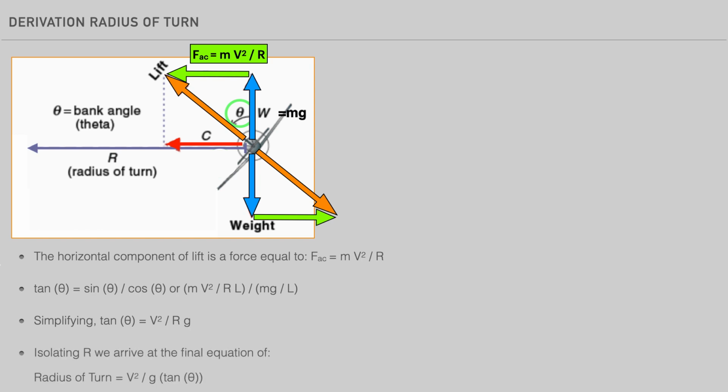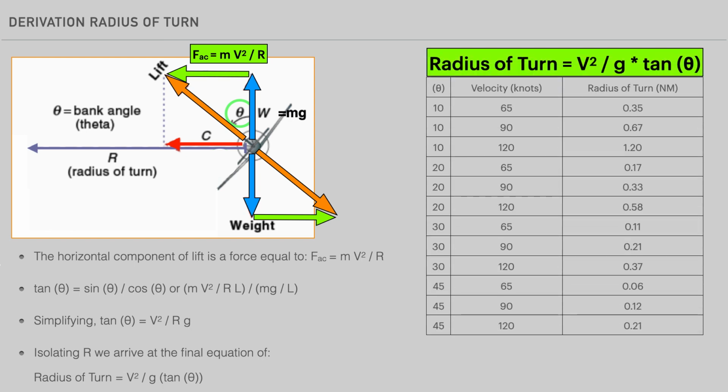Isolating radius, we find the relationship that radius of a turn is equal to velocity squared divided by g multiplied by tan of the angle. Or said differently, for a given bank angle, as velocity increases, the radius of turn increases. Conversely, if the velocity is held constant, a larger bank angle will result in a smaller radius of turn.